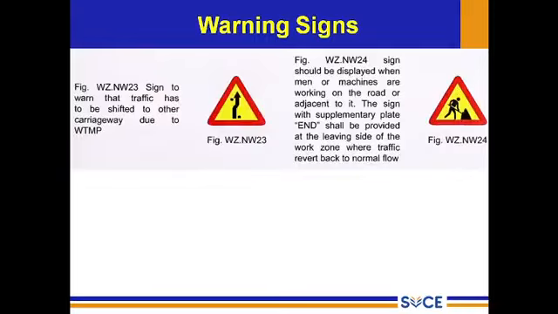Next, the sign to warn that the traffic has to be shifted to the other carriageway. This usually happens when there is a 4-lane divided road. One part of the road, one direction of the road, is completely closed. All the traffic is deviated across the median, and traffic operates in both directions on one side for road maintenance work and this type of activity. So for that, this type of signboard they use.